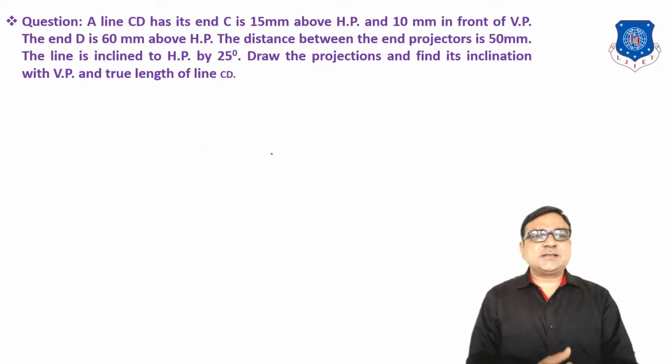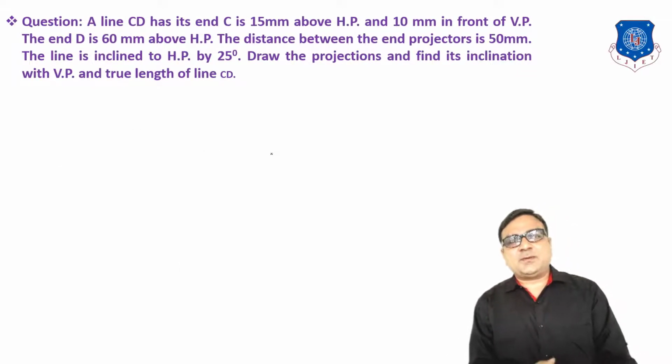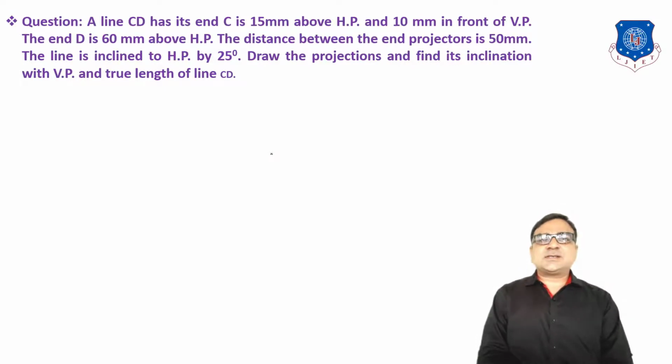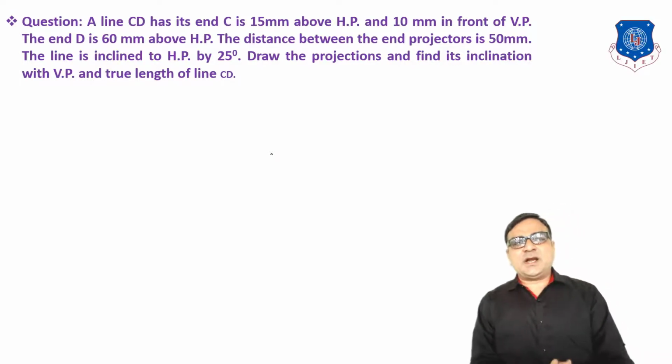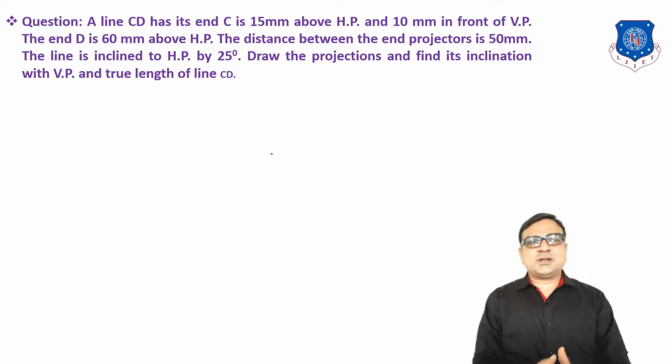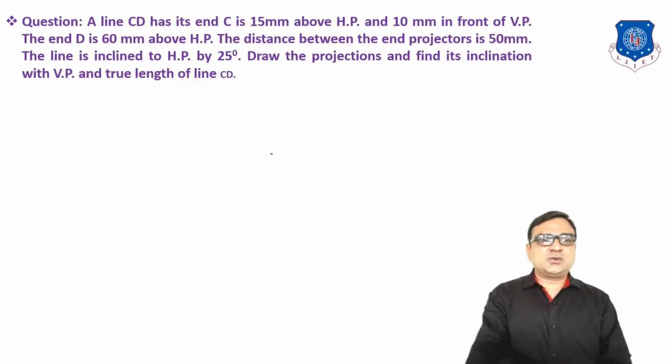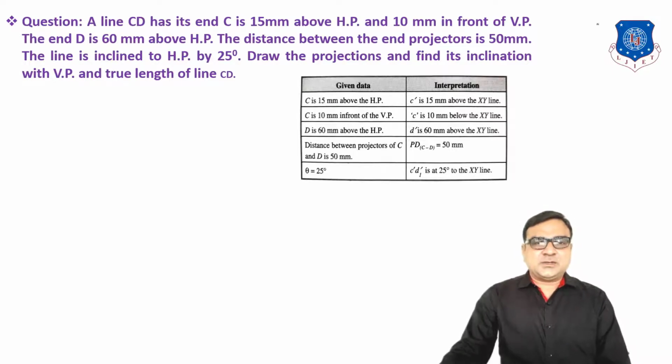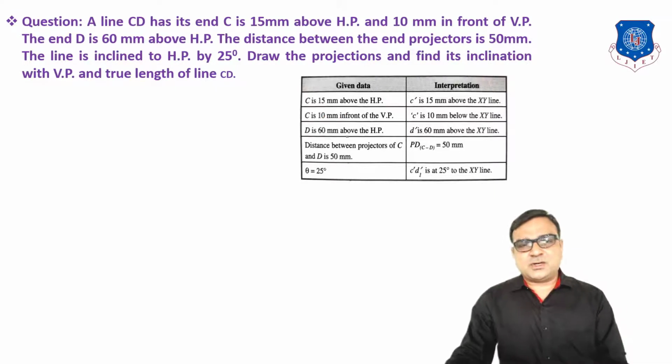Now, line CD has its end C 15 mm above HP and 10 mm in front of VP. The end D is 60 mm above HP. The distance between the end projectors is 50 mm. The line is inclined to HP by 25 degrees. Draw the projection and find its inclination with VP and the true length of line CD. So, data given: C is 15 mm above HP and 10 mm in front of VP, which means C is in the first quadrant. D is 60 mm above HP. The distance between end projectors C and D is 50 mm, and theta, the inclination of the line with HP, is given as 25 degrees.